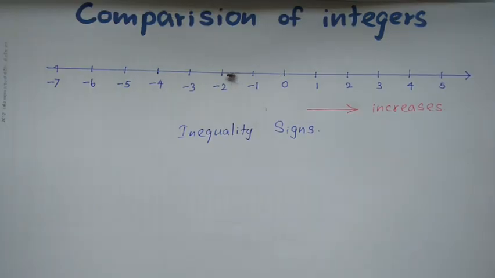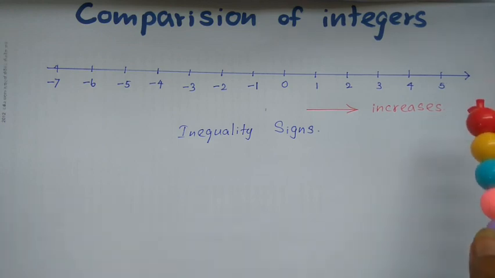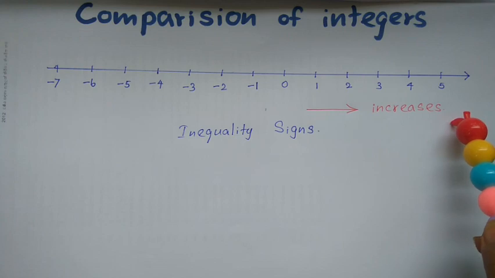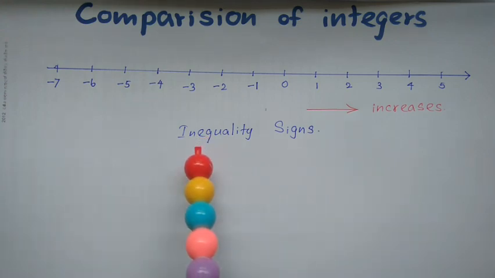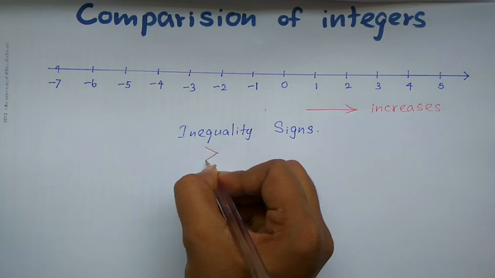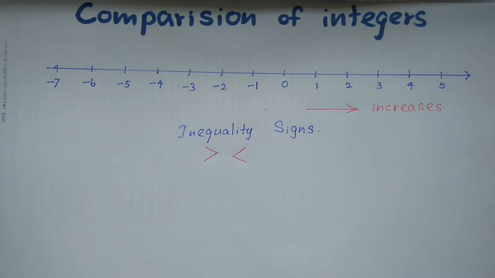Now let's see how to compare numbers on a number line. Compare means see which is larger or which is smaller. Now you know the right hand side of a number line is the direction of increase. That means the numbers on the right hand side are larger than the numbers on the left hand side. We use inequality signs to compare numbers. Those are the inequality signs. Now let's see how to use those inequality signs.